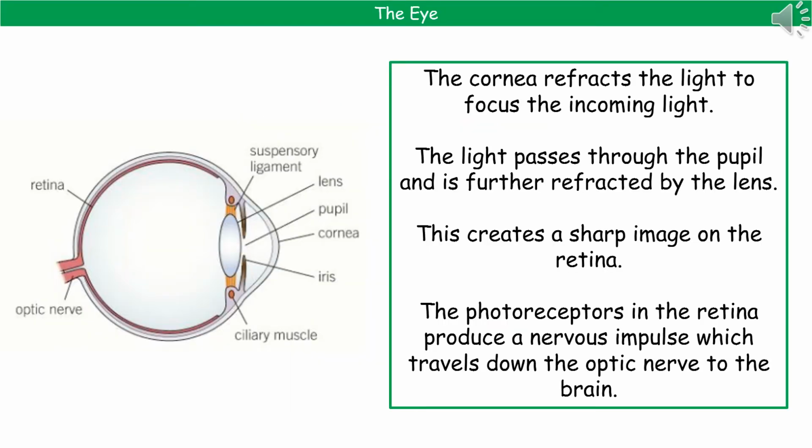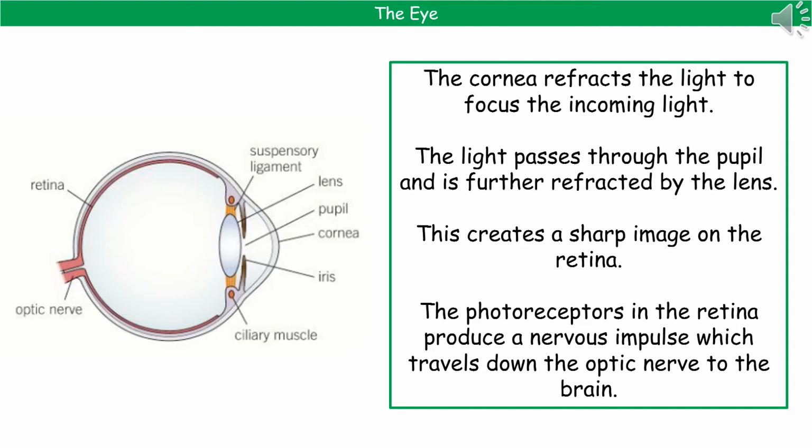In today's Biology Blast, we're going to have a look at the eye and the brain. So the first thing we need to know are the different parts of the eye. So hopefully you've sat down with the diagram and gone through to make sure you know them. We also need to know what each part does. So the cornea refracts the light to focus it. Then as the light passes through the pupil, we further refract it as it goes through the lens. And this creates a sharp image on the retina.